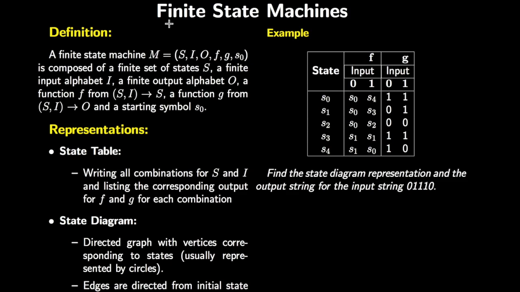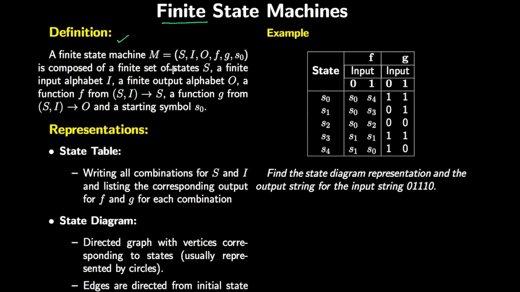Hello, in this video we will start our discussion about finite state machines. So as usual, let's start with the definition here. A finite state machine is composed of a finite set S, a finite set I, a finite set O, a function f, a function g, and a starting symbol S0.